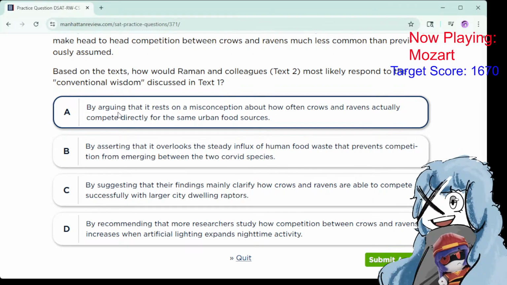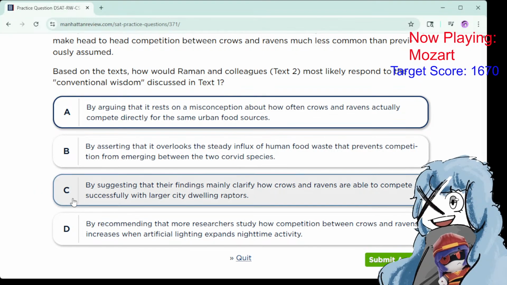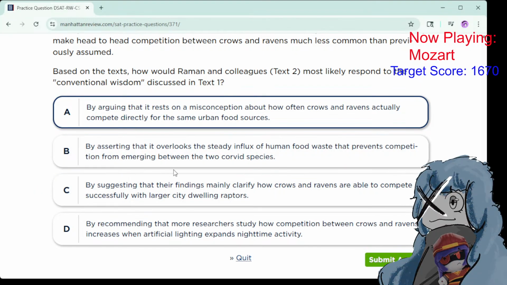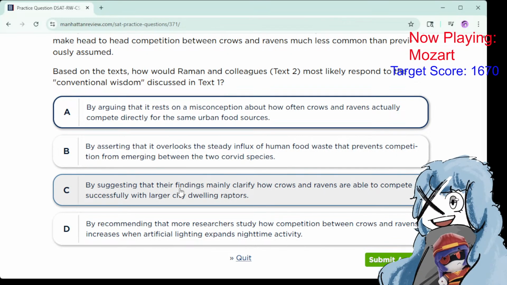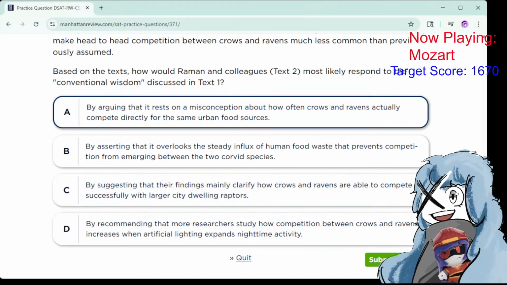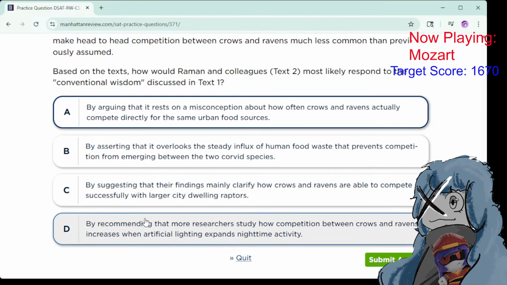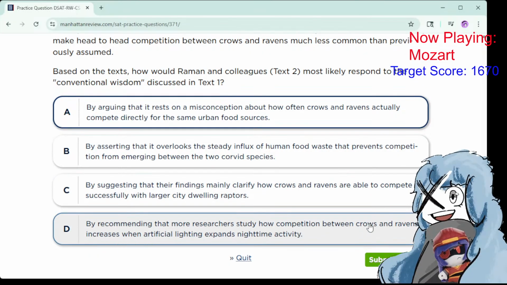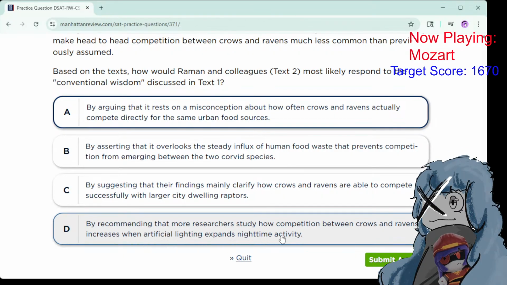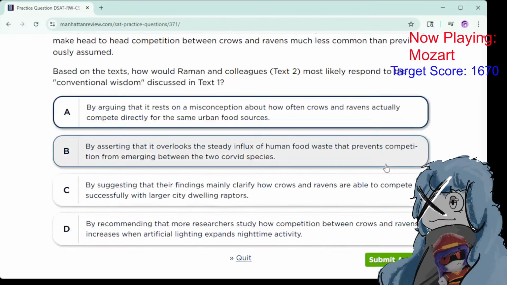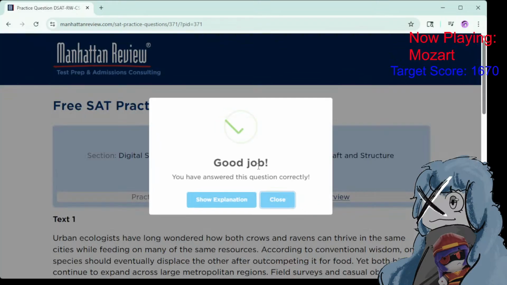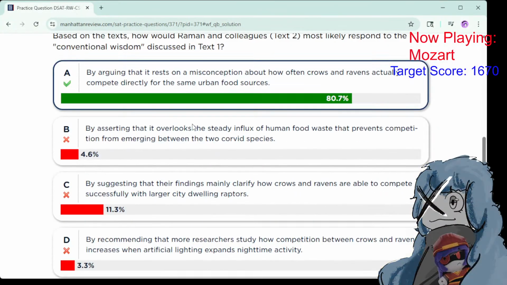Choice B assumes something that overlooks the study, so cross out B. Choice C suggests that their findings mainly clarify how crows and ravens are able to compete with each other. And now D, it's really pretty weird. It recommends that more teachers study how information between people will increase. And this makes no sense. Good job. Who got this wrong? No one.